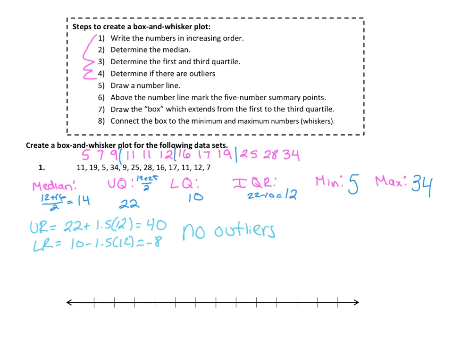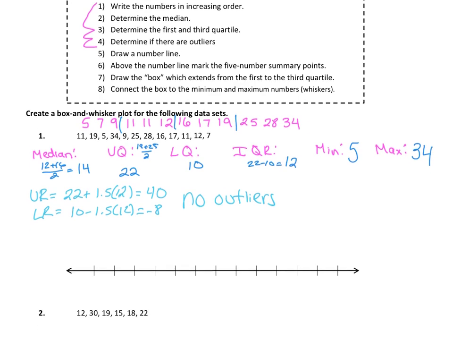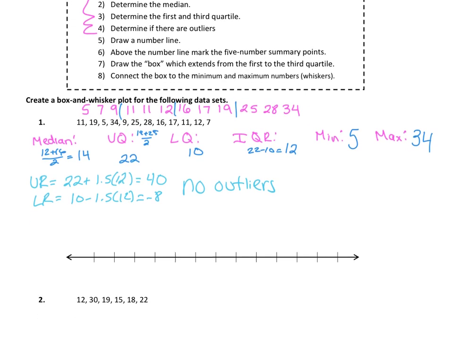All right, so now here comes the new part. Now I need to draw a number line. Oh, I already drew one for you. I'm so nice. Then I need to take the 5-number summary, and I'm going to put them basically on my graph. So now I need to think about a scale. My minimum's at 5, my maximum's at 34. I have 13 lines.